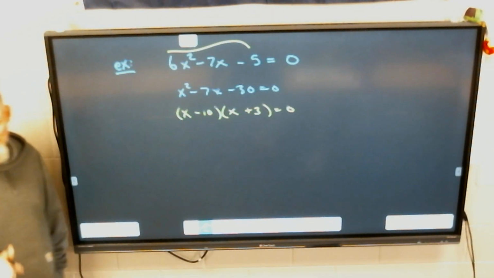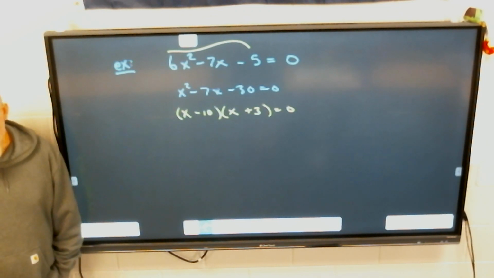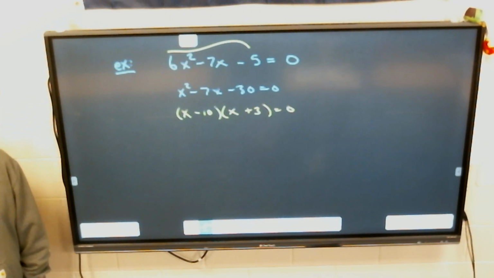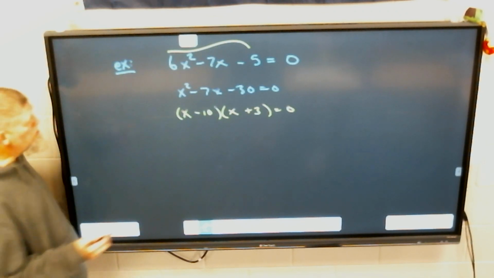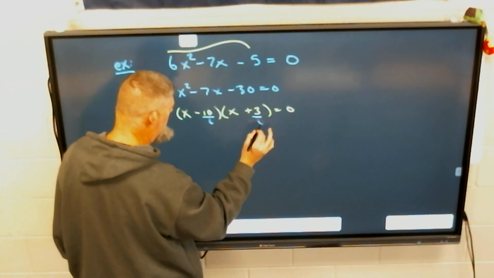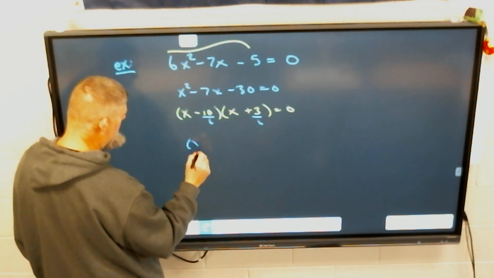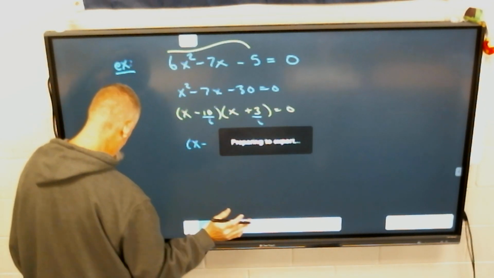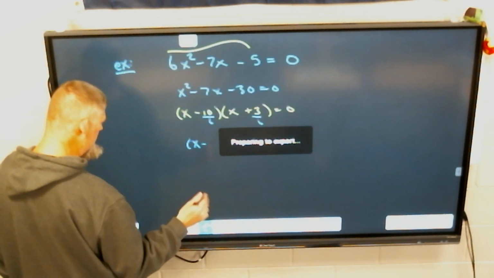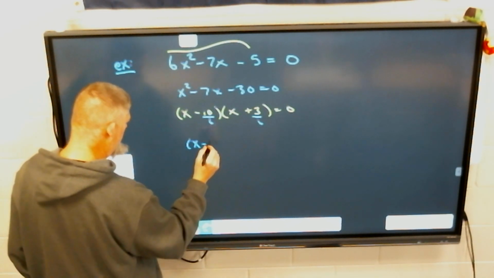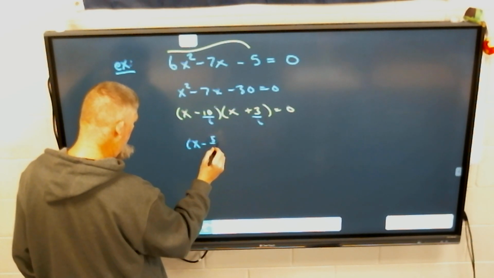And that is not my final answer. What do I have to do with bottoms up? The 6 has to come back in. Since I multiplied by 6, I have to divide here by 6. So I get x minus 10 over 6, which reduces to 5 over 3.